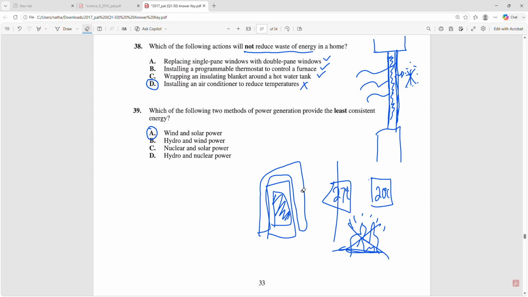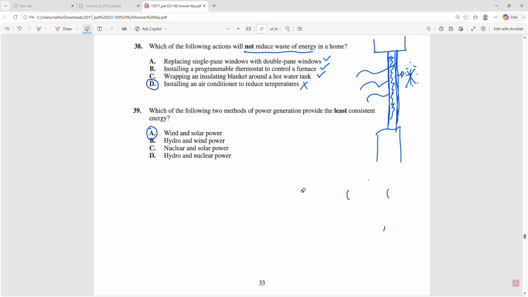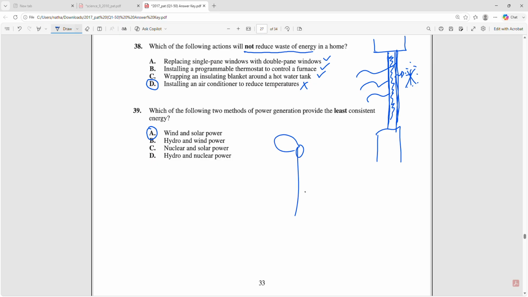Question number 39. Which of the following two methods of power generation provide the least consistent energy? So the options are wind, solar, hydro, and nuclear. So wind energy depends on the wind blowing. That's not happening all the time, so that would be one of the less reliable ones. That's a big fan, supposedly.